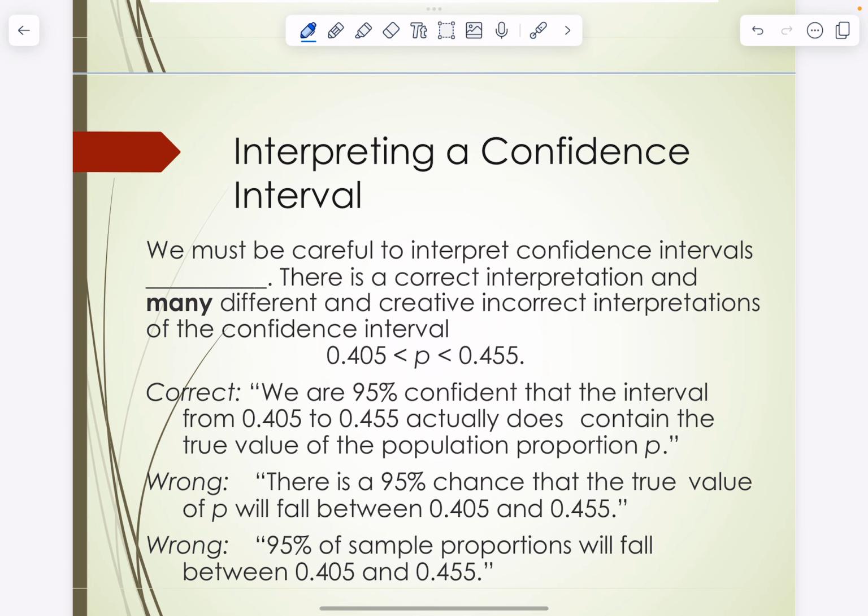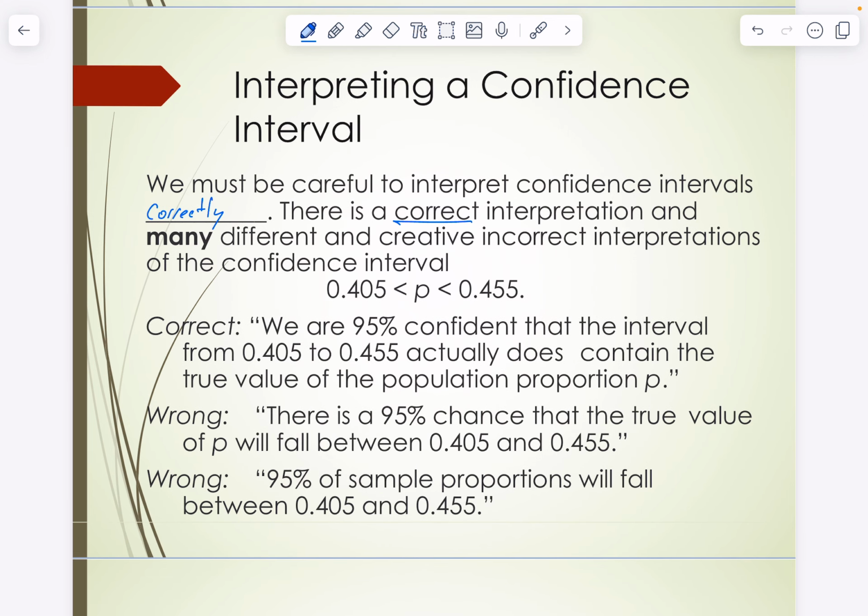Interpreting a confidence interval. Now we must be careful to interpret confidence intervals correctly. There is a correct interpretation and many different and creative incorrect interpretations of the confidence interval. So for example, you have this confidence interval. Notice what goes in the middle, p, the population proportion. We are trying to estimate the population proportion here.